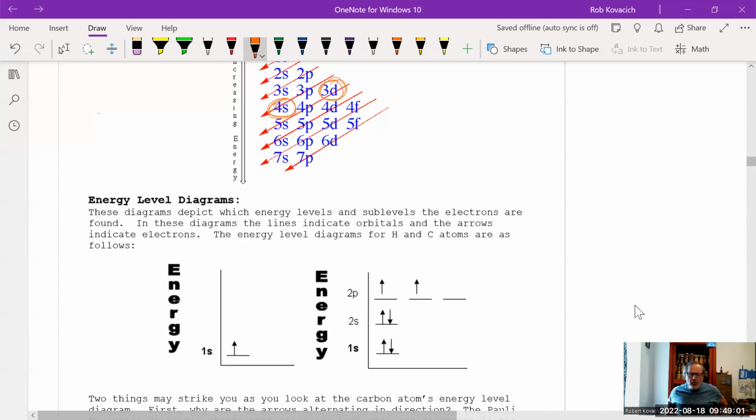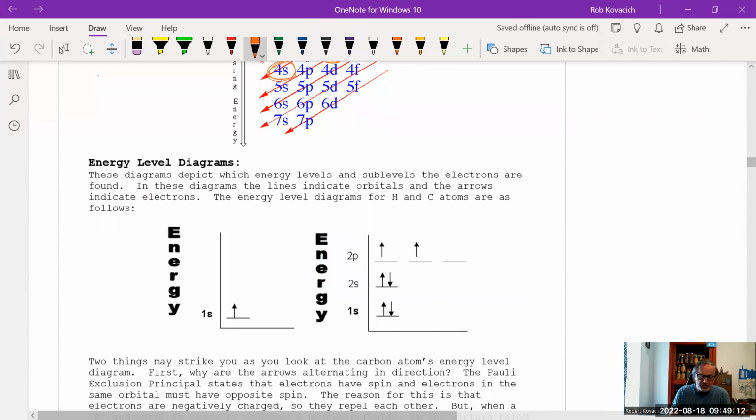All right, the next thing we're going to talk about is something called the energy level diagram. This is a graphical representation of the electron configuration. It takes up more space, but I find it more useful, and I think you will too. Here's the energy level diagram for hydrogen. How do you know it's hydrogen? There's only one arrow there. Each arrow, regardless of its orientation, means one electron. So if I'm looking at an atom with one electron, then I'm talking about hydrogen.